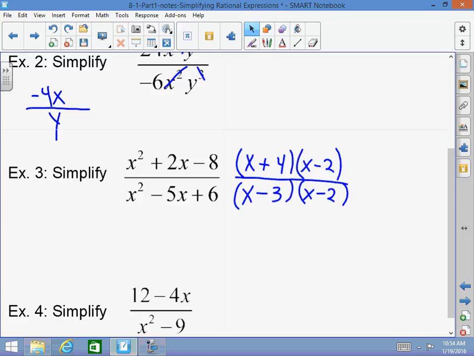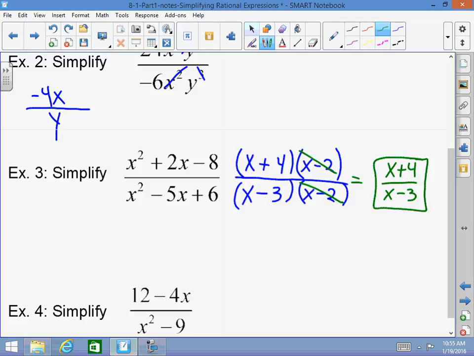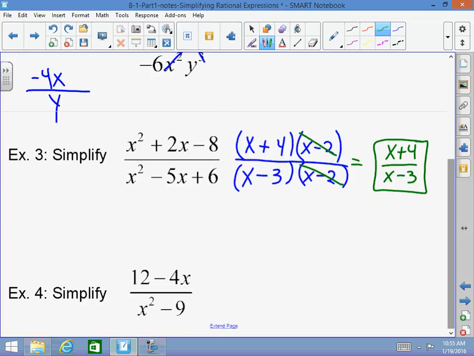Okay, which are the perfect polynomials that I can get rid of? X minus 2. Thank you. An x minus 2 and an x minus 2 are identical polynomials. See you later. Have a good day. I'm left with x plus 4 over x minus 3. I cannot do anything with those because those are two binomials that are not identical, and therefore I cannot cancel individual pieces out of those binomials.